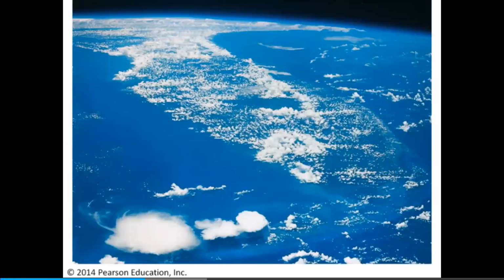Now consider this image. This is a satellite image looking down at the coast of Florida. So the coast of Florida basically would be outlined something like that, and you can see that there are clouds over the land but not over the sea, or not nearly as much over the sea. So what's going on here?